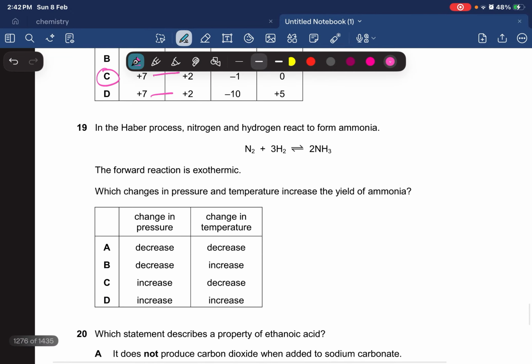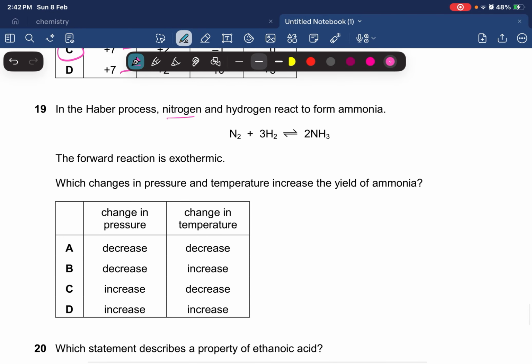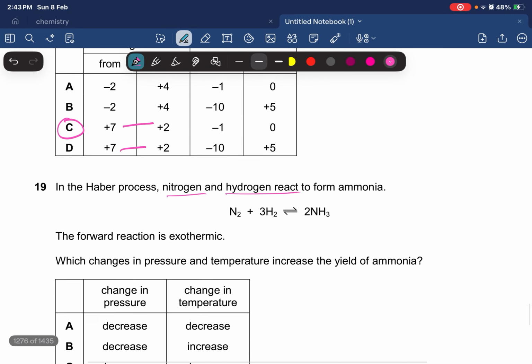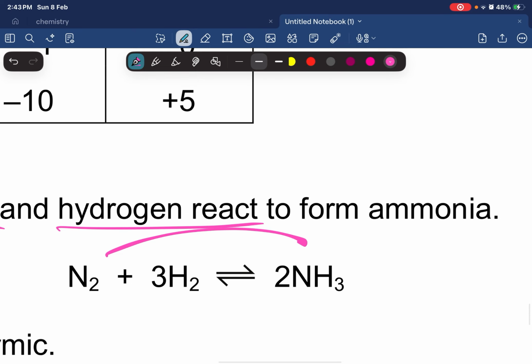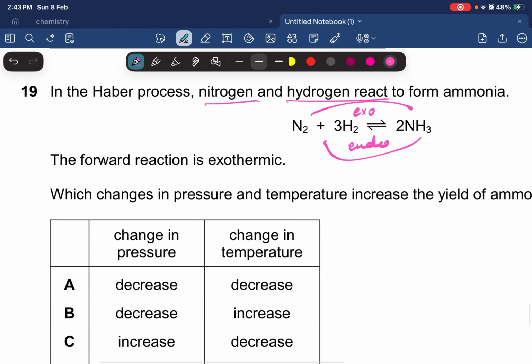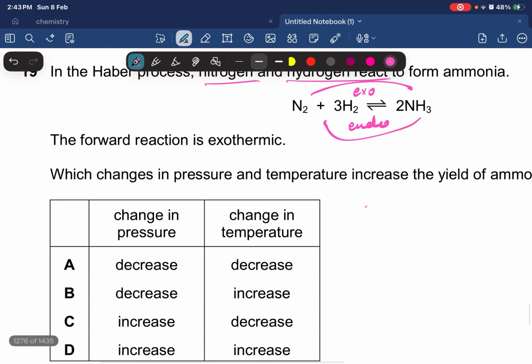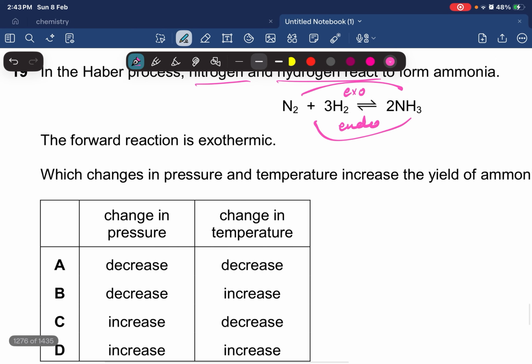Very easy. In the Haber process, nitrogen and hydrogen react to form ammonia. The forward reaction is exo. Remember, forward exo means backward endo. The forward reaction is exo, so what change to the pressure and the temperature increases the yield of ammonia? Change in temperature. Obviously, if you decrease the temperature, then the forward reaction is going to happen. So if you want to increase the ammonia, we have to decrease the temperature so it moves forwards.